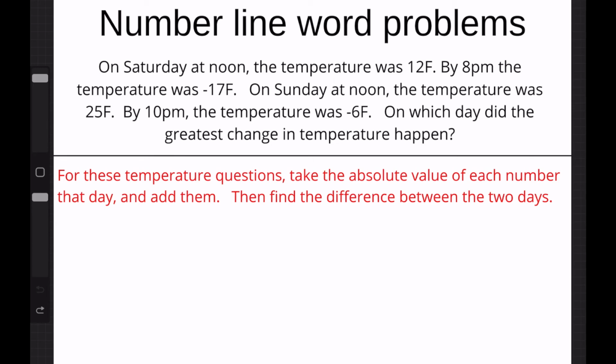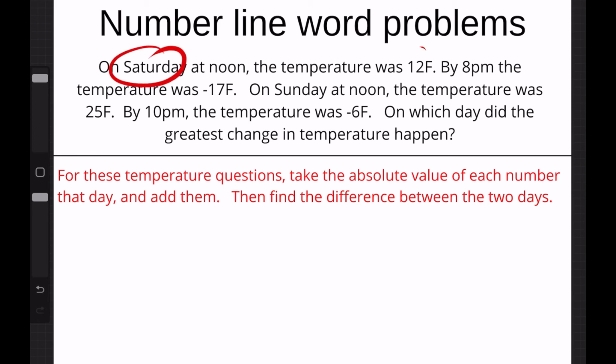And on these temperature problems, the temperatures are really tricky because you can't just subtract the numbers from each other. That doesn't work. What you have to do is figure out their distance from zero when it's a temperature problem, because temperature is all based upon whether you're above zero or below zero. And the easiest way to do that on your test is to take the absolute values of each number and add them. So let's start with Saturday.